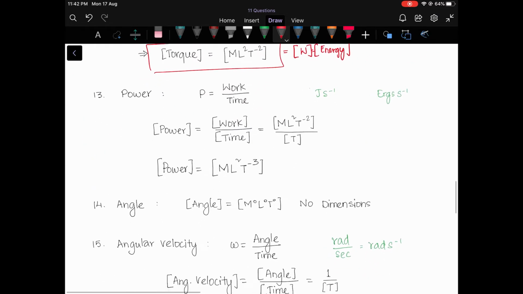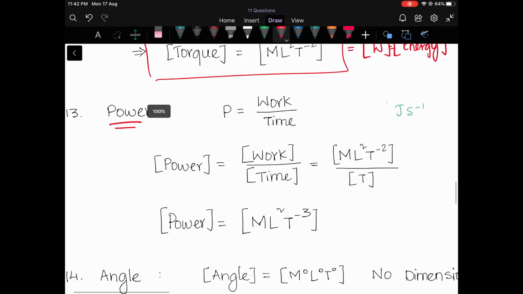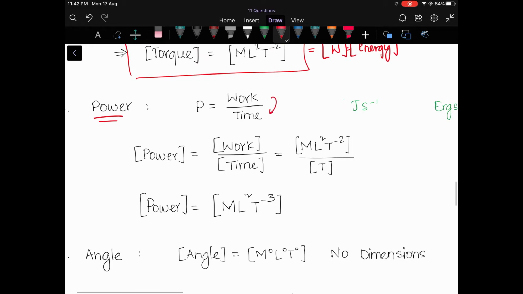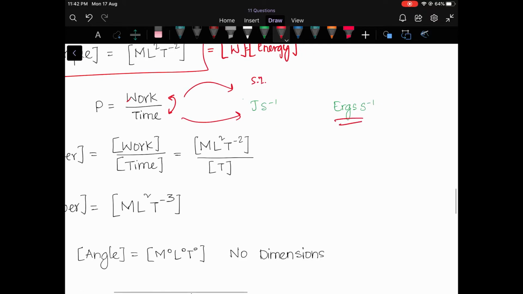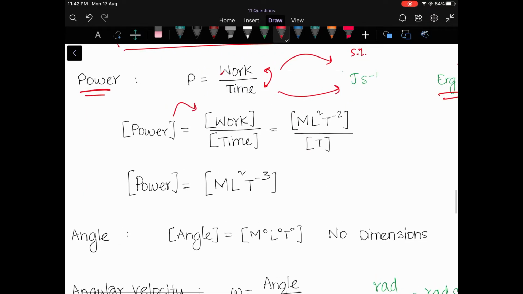Then we have power, which you may have heard earlier many times, is defined as rate of doing work. So the formula is work by time. So the unit is going to be joules per second in SI system and ergs per second in CGS system. So the dimension of power will be dimension of work by dimension of time. Dimension of work is M L square T minus 2.